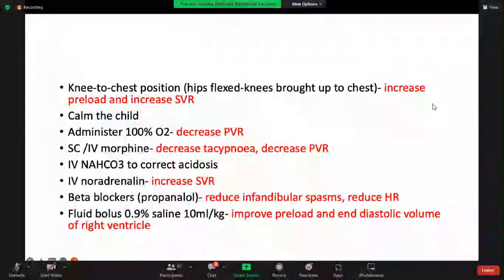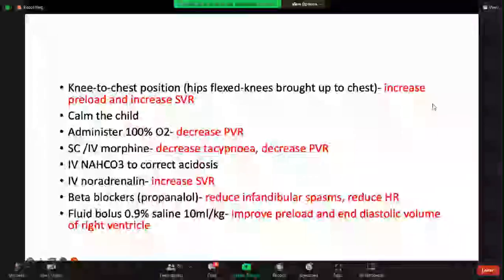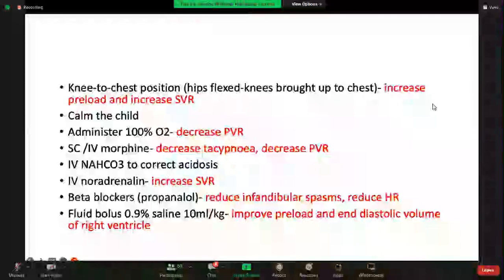But in tetralogy of Fallot, you will not see increased pulmonary blood flow. So it's not a common complication of TOF. Are you clear? Yes, madam. So you can't name recurrent chest infection as a complication of TOF. Yes, failure to thrive, they can have failure to thrive. What are the common complications? Cerebral abscess. Very good.